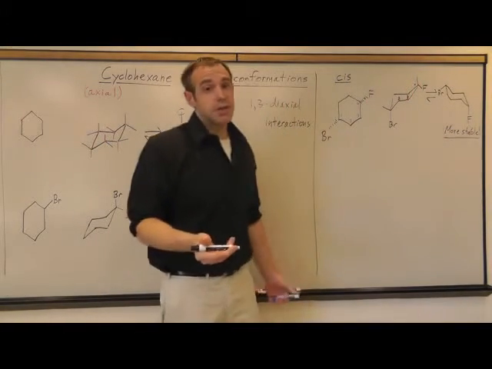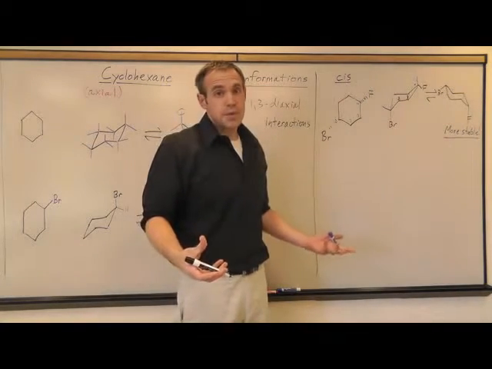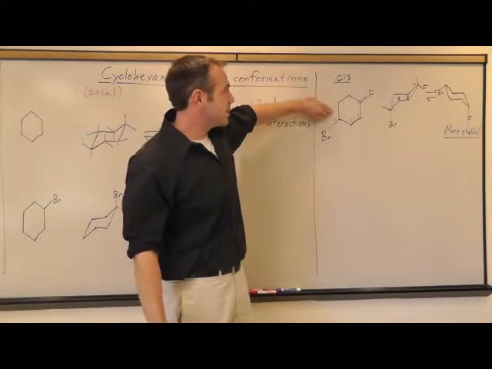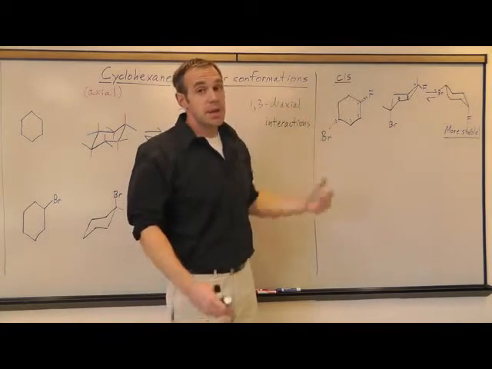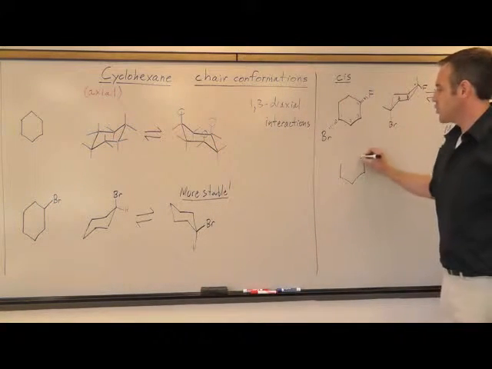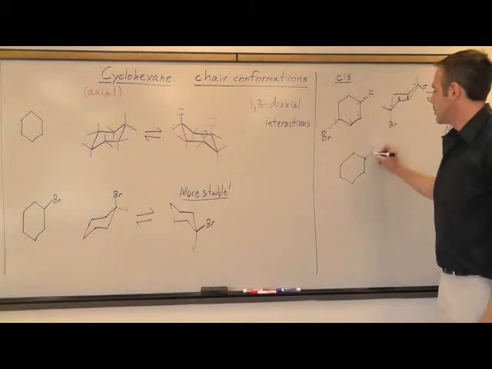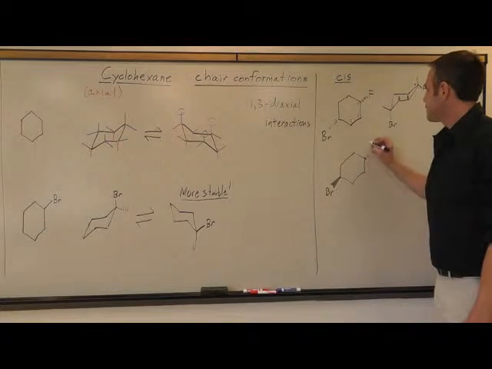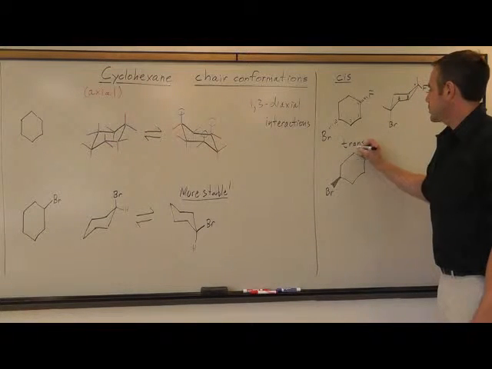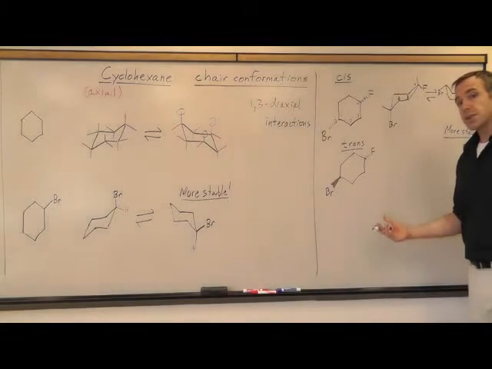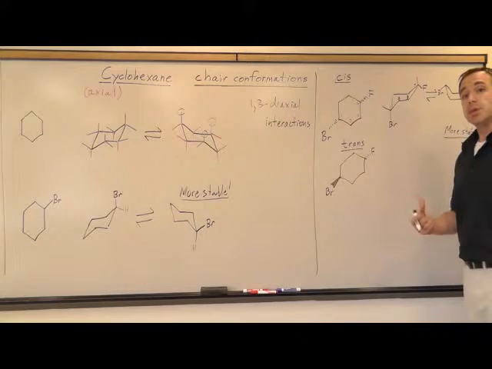Now, the best case situation would be if both larger groups are equatorial. That's simply not possible given this specific cis relationship. It can't happen. Well, when can it happen? It can happen in the trans isomer. So when these groups are trans to one another, if you draw in the chair conformation, you'll see that they indeed can be both equatorial or conversely both axial.